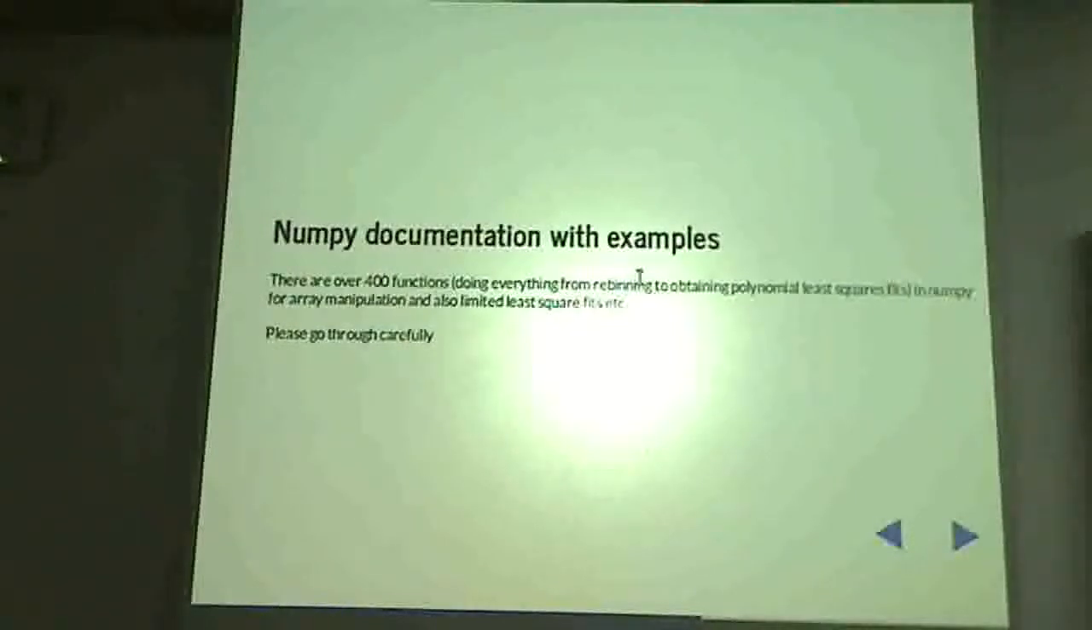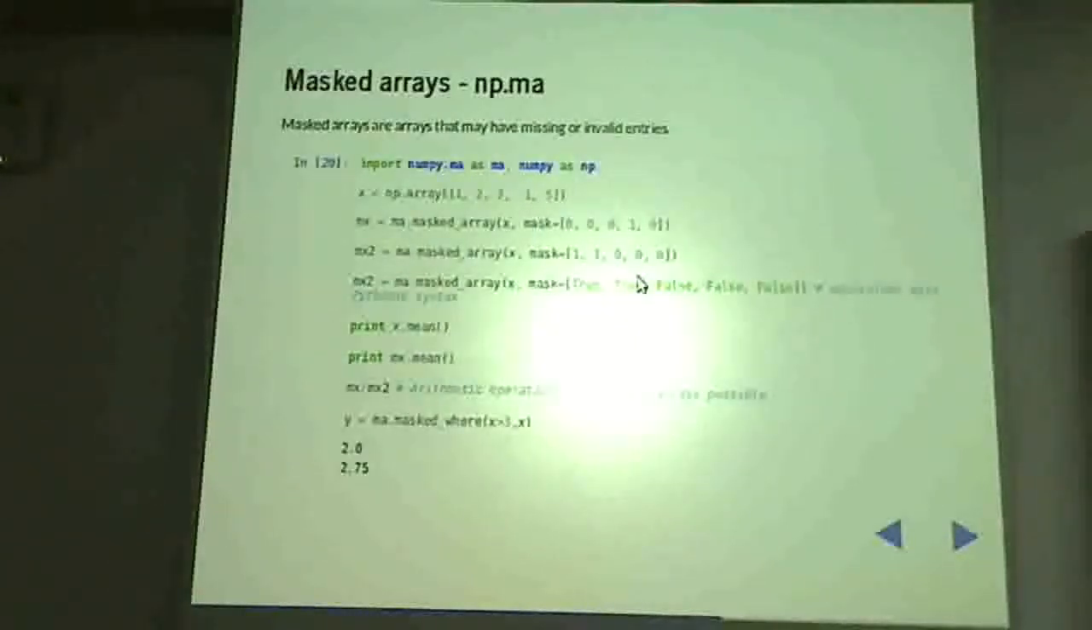Okay. There are more than 400 functions in NumPy doing everything from rebinning to obtaining polynomial least squares fits, etc. So you will have to go through the NumPy documentation in order to go through them. I have introduced to you perhaps 20 functions. np.zeros is one, np.ones is another, np.array is another, np.reshape is another, and so on. So we've gone through maybe about 20 functions so far, but that is just 5% of the total functions that are available. 95% have not been touched.